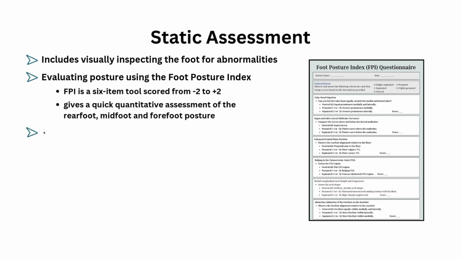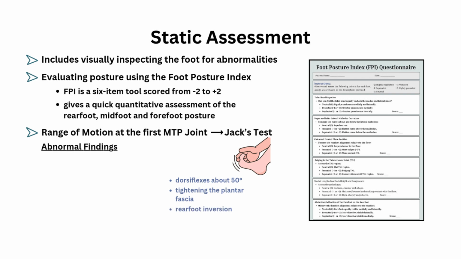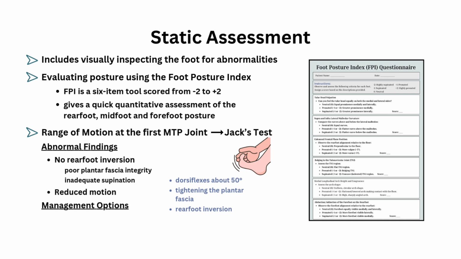Next, we assess the range of motion at the first metatarsophalangeal joint using Jack's test. Normally, the big toe dorsiflexes about 50 degrees, tightening the plantar fascia and causing rear foot inversion. Abnormal findings include: no rear foot inversion suggests poor plantar fascia integrity leading to inadequate supination. Reduced range of motion indicates a valgus aligned forefoot. Management options include use of orthosis, taping, and corrective exercises to address structural issues.